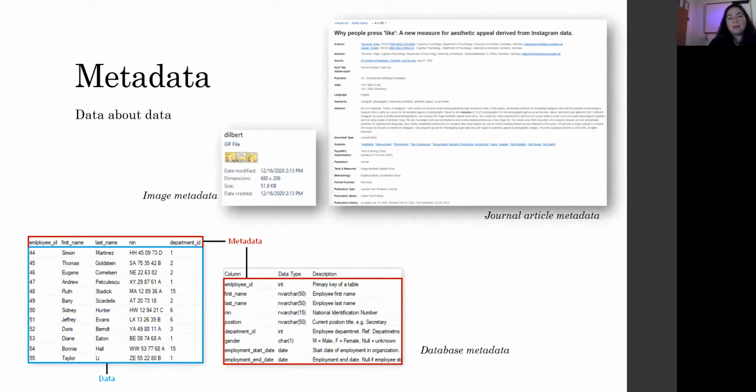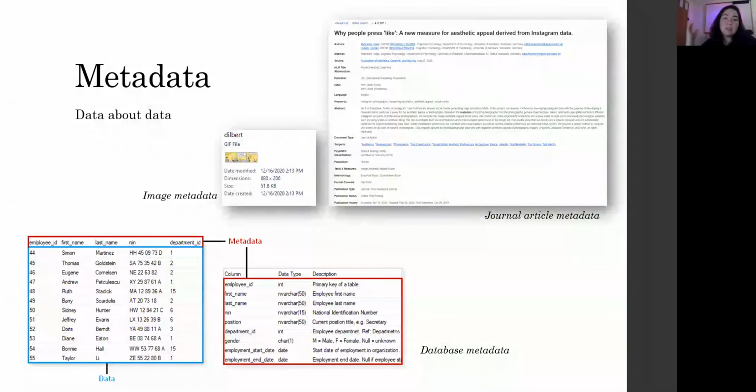So a little bit more about the metadata. You've seen metadata all over the place, I can guarantee it. Anytime you open up a folder system, you can see the image metadata. The little GIF at the front of my Canvas site is named Dilbert. You can see the last time I modified it, the dimensions in pixels, the size, the date it was created or downloaded to my computer.